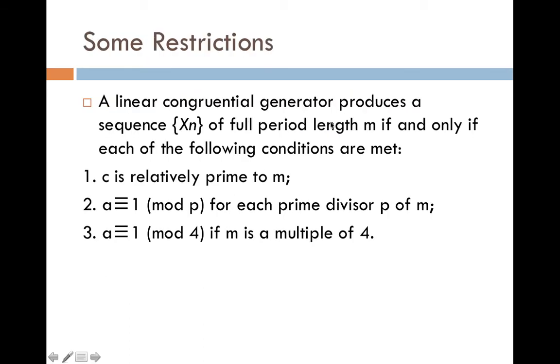An LCG, linear congruential generator, produces a sequence x of n of full period length m if and only if the following hold. C is relatively prime to m. A is congruent to 1 mod p for each prime divisor p of m, and A is congruent to 1 mod 4 if m is a multiple of 4.